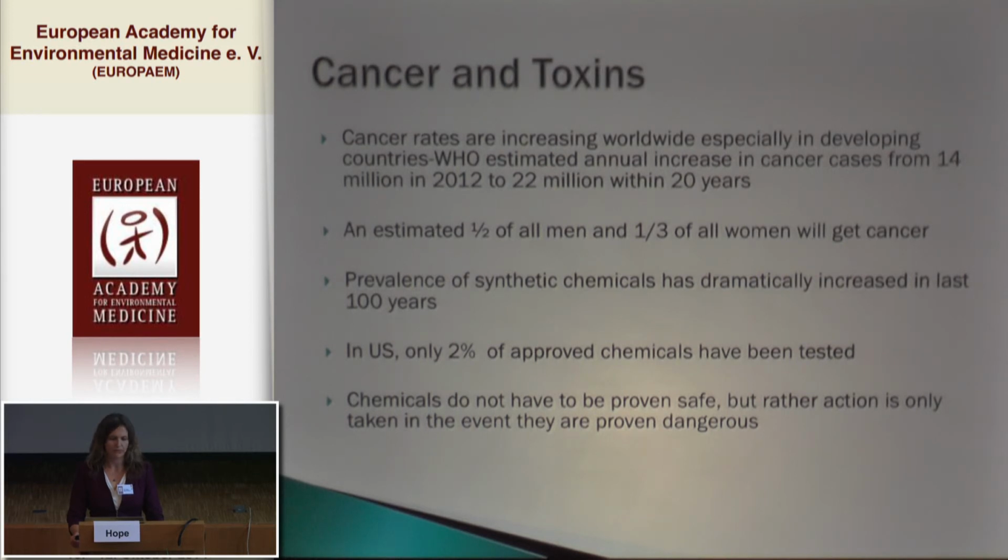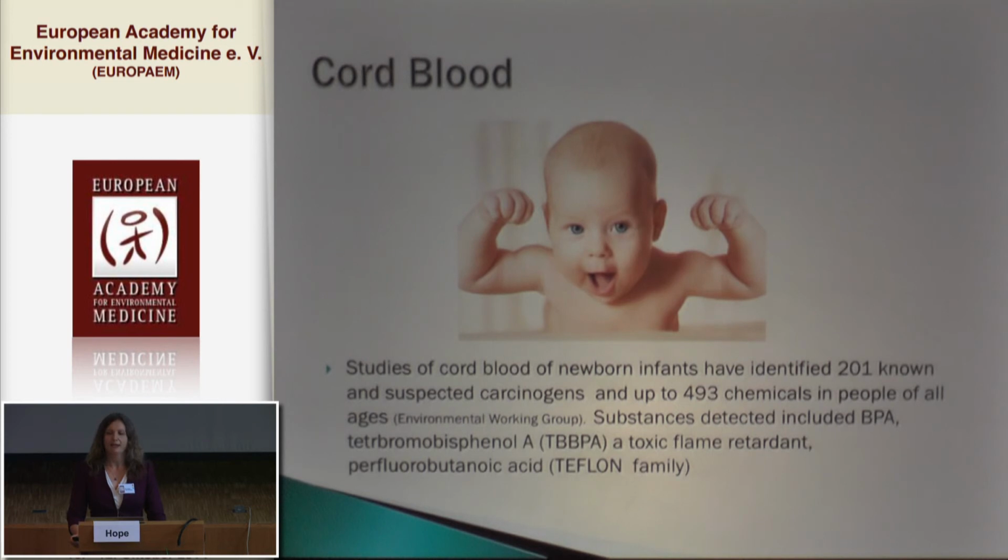I think this is how we'd like all our babies to start out, strong, happy, and healthy. And while many of them still do, they're given a very unwelcome gift. Studies worldwide on cord blood have found a number of toxins. In the US, the Environmental Working Group has identified about 201 known and suspected carcinogens in the cord blood of newborn infants, and about 493 chemicals in people of all ages. This includes a number of substances, including BPA, tetrabromobisphenol A, toxic flame retardant, perfluorobutanoic acid in the Teflon family, and many other chemicals.